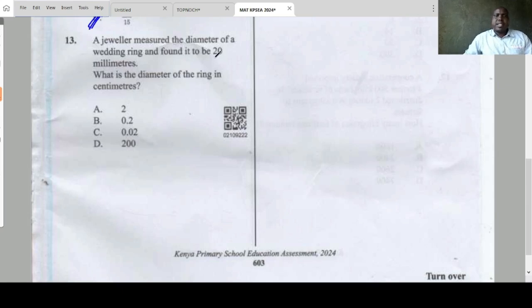A jeweler measured the diameter of a wedding ring as 20 millimeters. What is the diameter in centimeters?